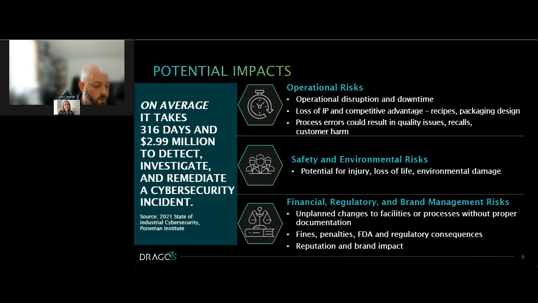Loss of intellectual property. So, getting that information stolen, whether it's the recipes, the packaging design, or how you do something in your manufacturing facility. Or any kind of errors or issues that can result. Adding a little too much, if adversaries are able to get access to the machine that changes that recipe, that alters the end product. What does that do?